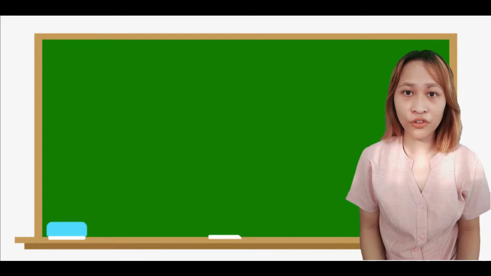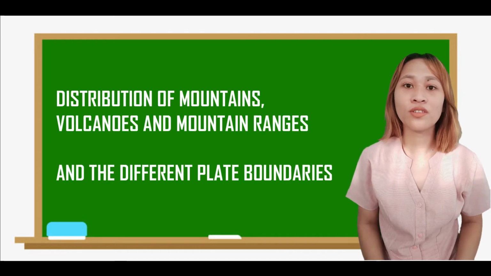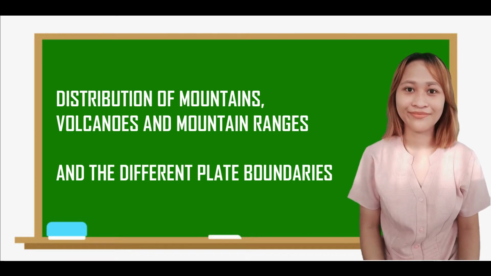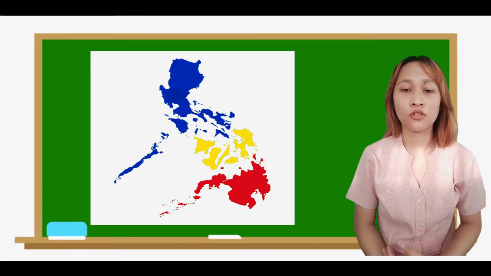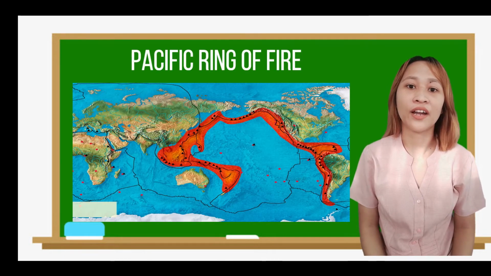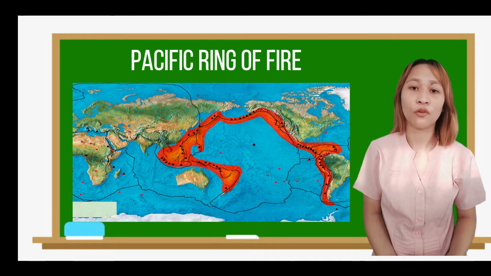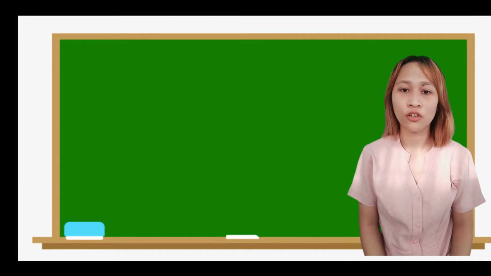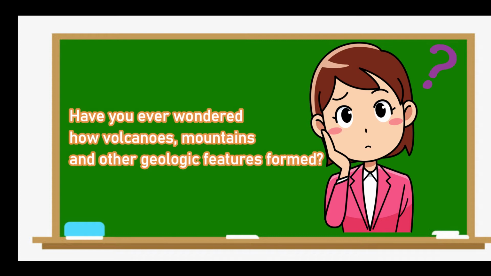For today's lesson, we are going to talk about the distribution of mountains, volcanoes and mountain ranges, and the different plate boundaries. On our last science lesson, we have learned that the Philippines is situated in the Pacific Ring of Fire, meaning that our country, together with other places in the Pacific Ring of Fire, are prone to volcanic eruptions, earthquakes, and other geological activities. Have you ever wondered how volcanoes, mountains, and other geological features formed?